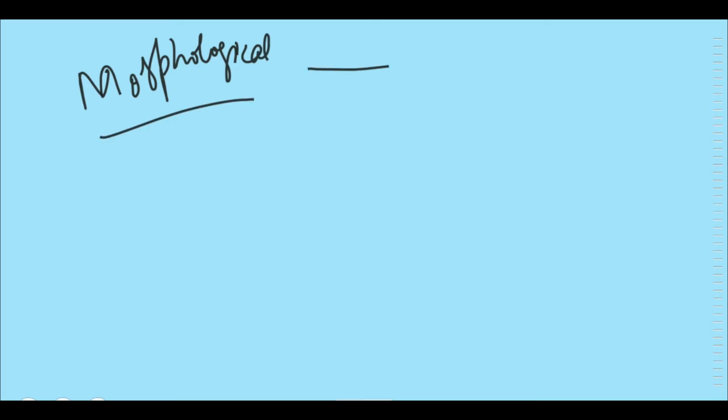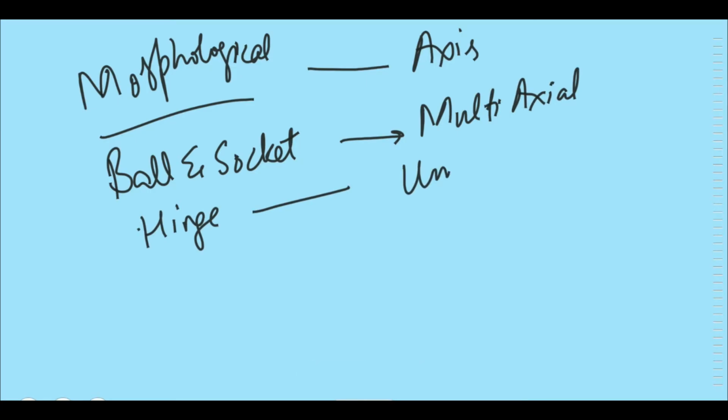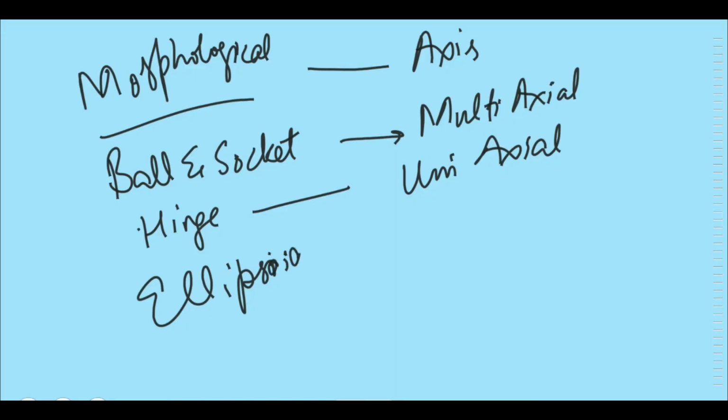Now I want to tell you an important rule. The important rule is that morphological categories have been assigned an axis. You all know, I have described in my previous videos, that morphological categories have been assigned an axis. For example, ball and socket is a multi-axial joint. Then the hinge joint is a uniaxial joint. Then the ellipsoidal joint is a biaxial joint.